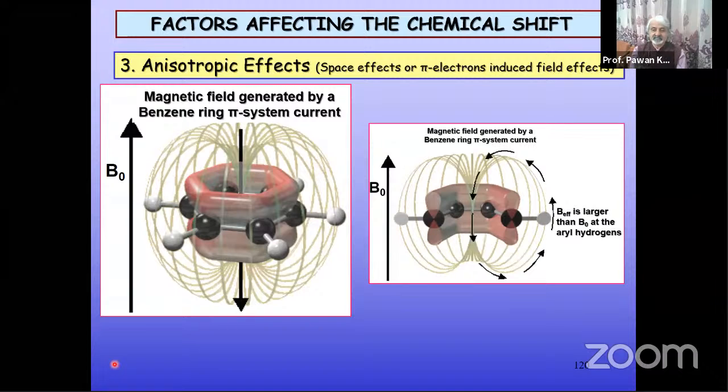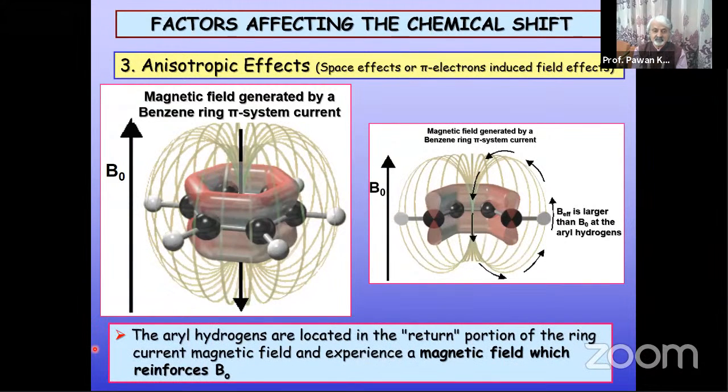Do you understand? The aryl hydrogens are located in the return portion of the ring current magnetic field. And that is why the induced field, which opposes the applied magnetic field in the middle, reinforces the applied magnetic field when it reaches the attached hydrogens. You see here, here, here, here, and here. So it reinforces because they are located in the return portion.